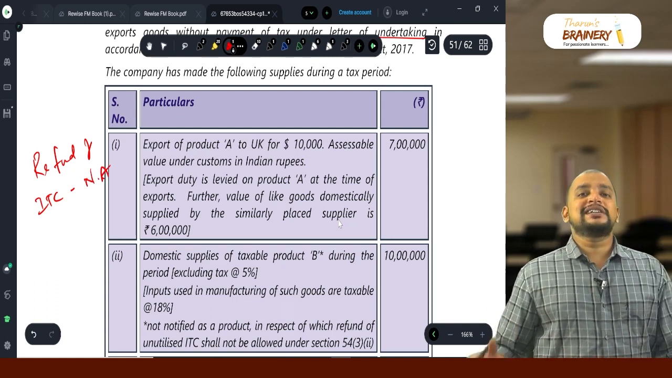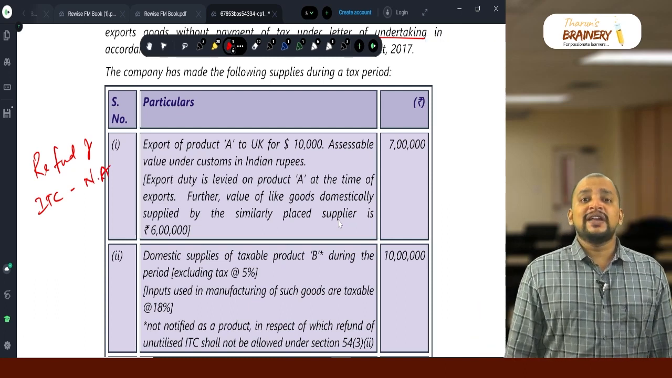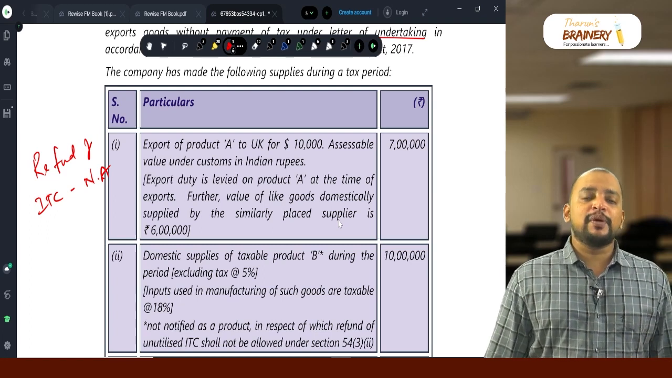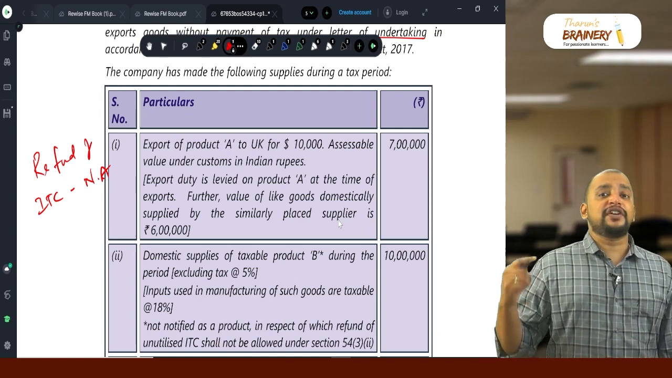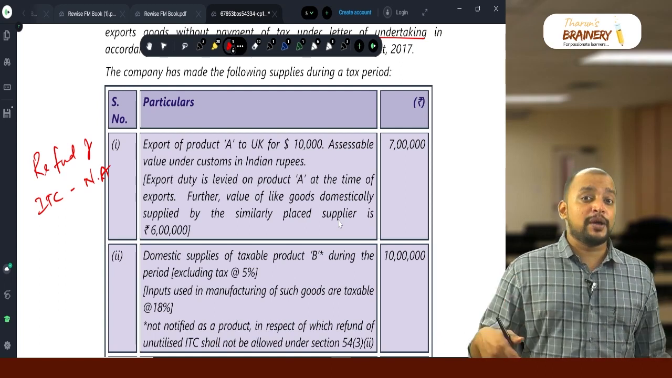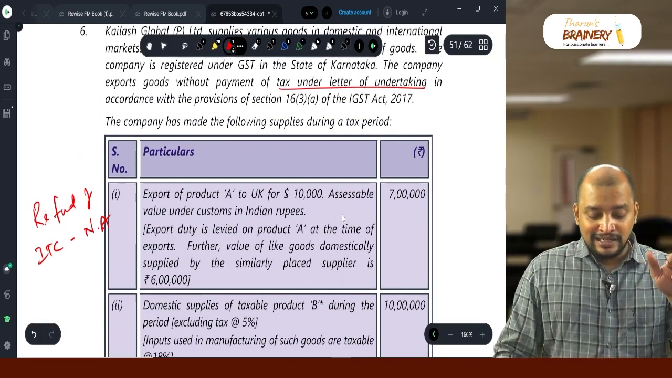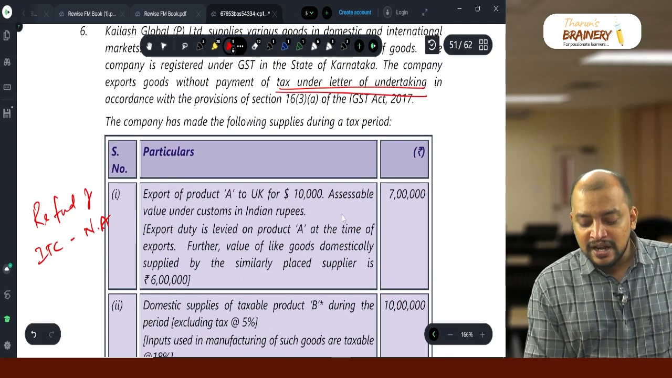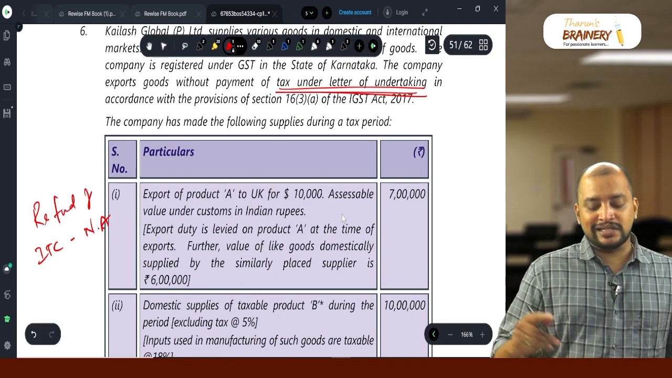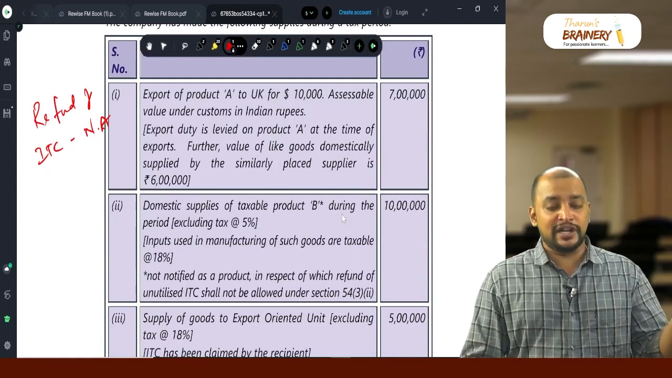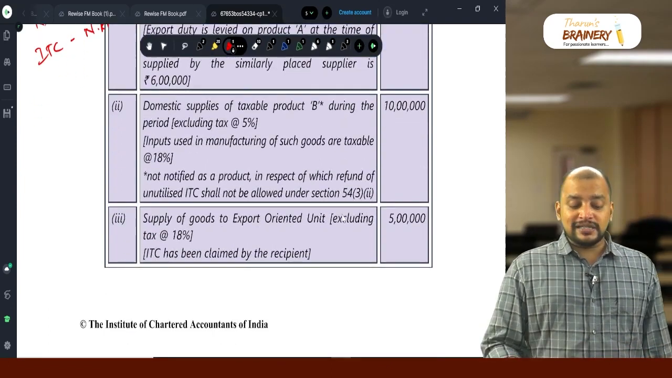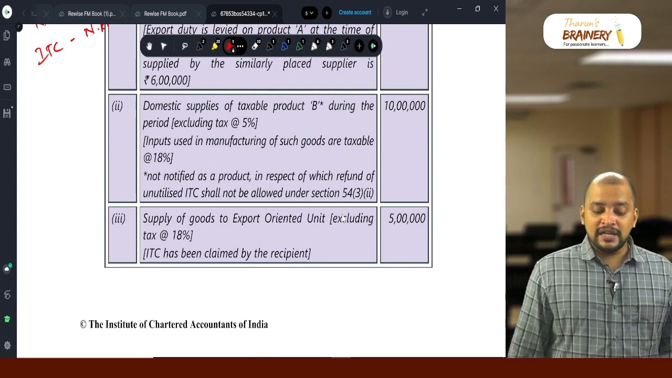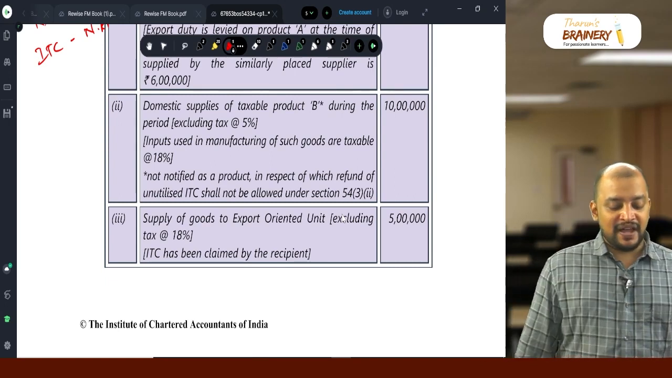Why? Because that is one of the restrictions, that whenever we export goods and upon payment of customs duty under customs, then we will not get the refund of ITC. Only one option, refund upon payment of IGST option. But clearly it is given that they are going for refund without payment of GST under LUT option. So that's why they will not get any refund in this case. So no refund.